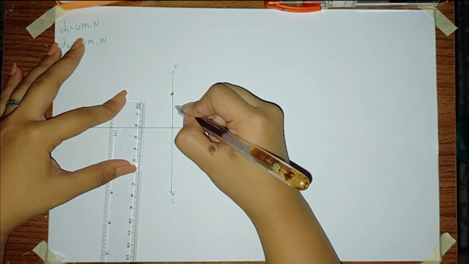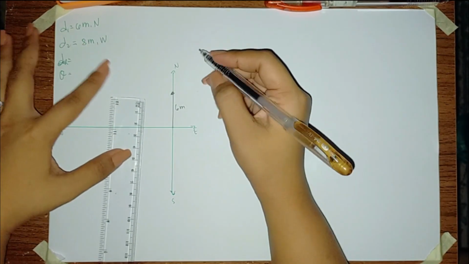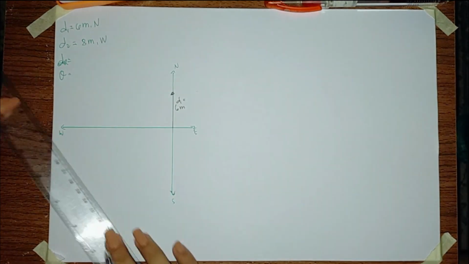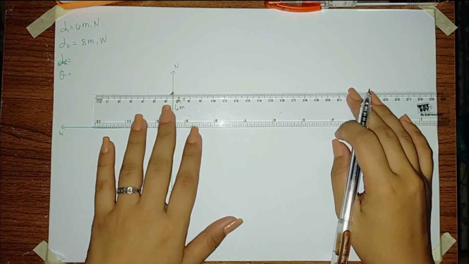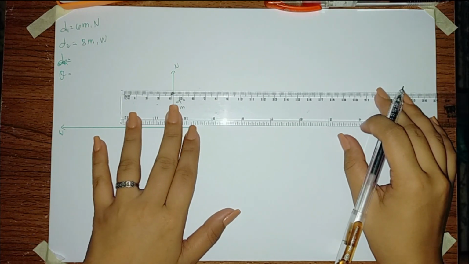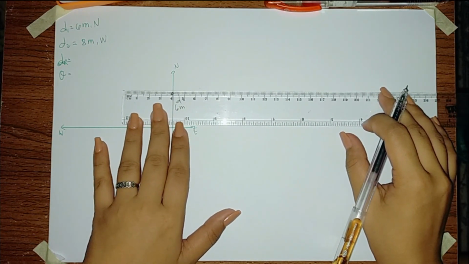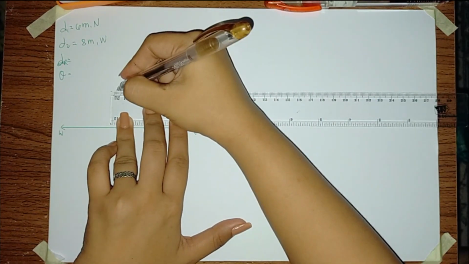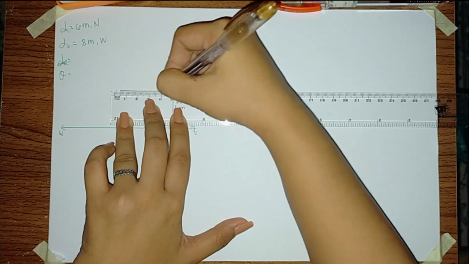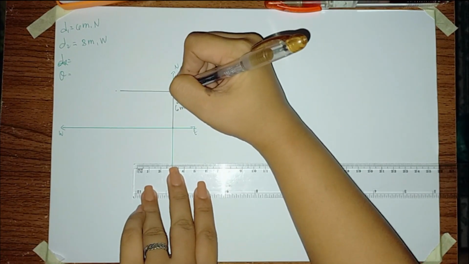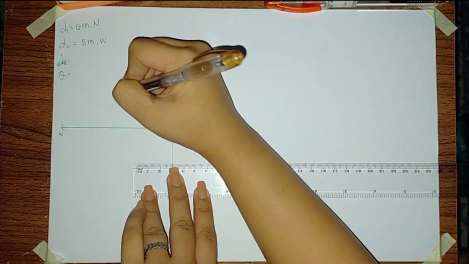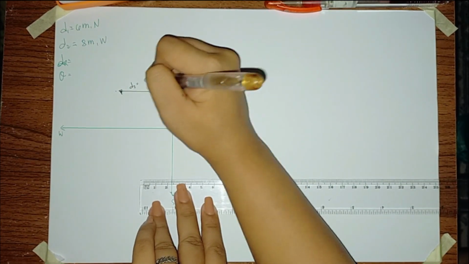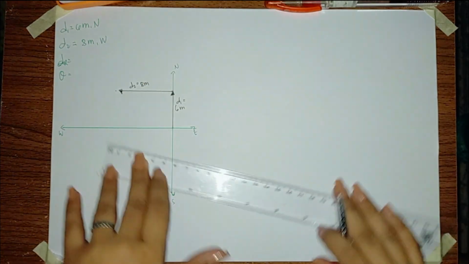Here it is, 6 meters. This is for the D sub 1. Then, let's have D sub 2. This is 8 meters, so let's say this is for the 8 meters. D sub 2, this is 8 meters directed west.